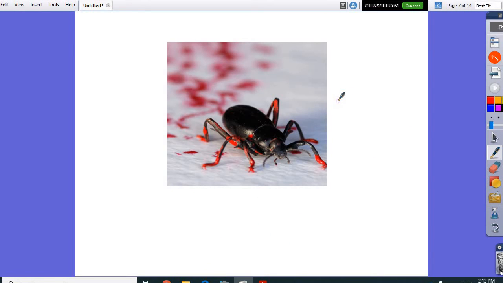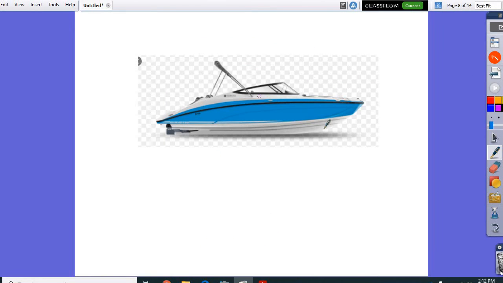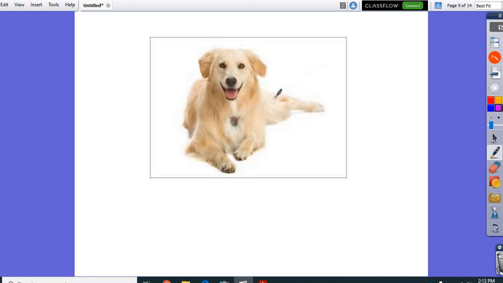Oh, what about bug? Good. It has 3. B, U, G. It had 3 sounds. Ooh, what about boat? It also has 3. B, O, T. Very good. What about dog? Good. 3 as well. There's a D sound, an O sound, and a G sound. D, O, G. Very good.